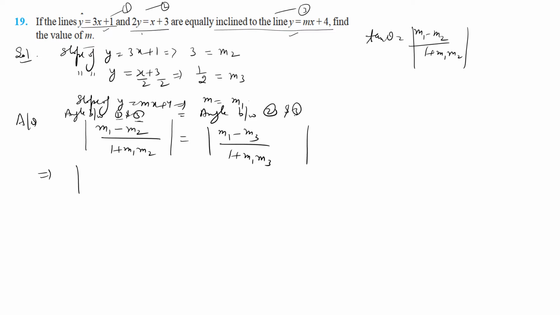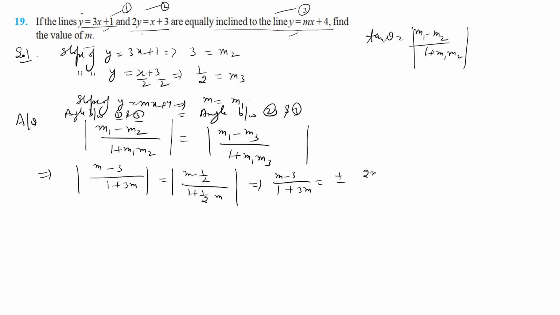M1 here is your m and m2 here is 3 upon 1 plus 3m. This mod is given as m minus half upon 1 plus half m. So we get m minus 3 upon 1 plus 3m is equal to plus minus 2m minus 1 upon 2 plus m. Okay, so this is your equation. Now two cases arise, again one with this plus and one with this minus.